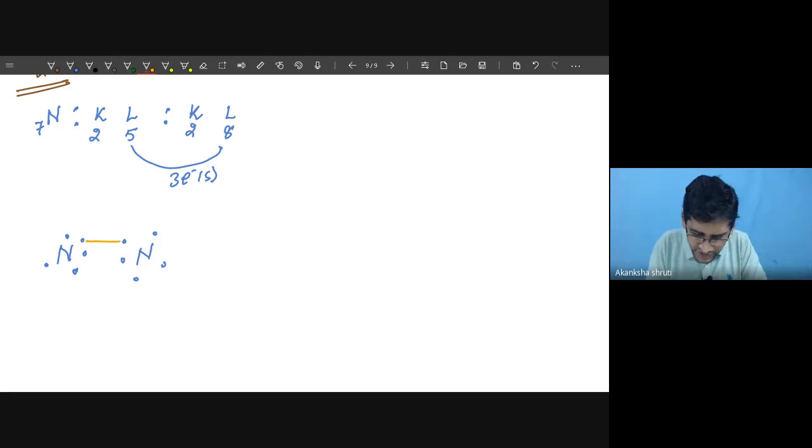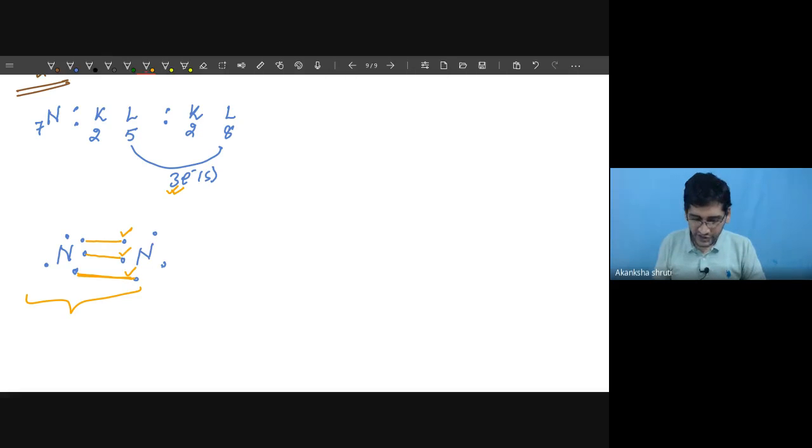How many pairs do they need to share? By sharing 1 pair, only one electron will increase, though it needs to increase by 3 electrons. So it will share another electron, and by that, one more electron will be added. So total 7. If one more is shared, then 3 more electrons will be available, or will come under the control of this nitrogen.